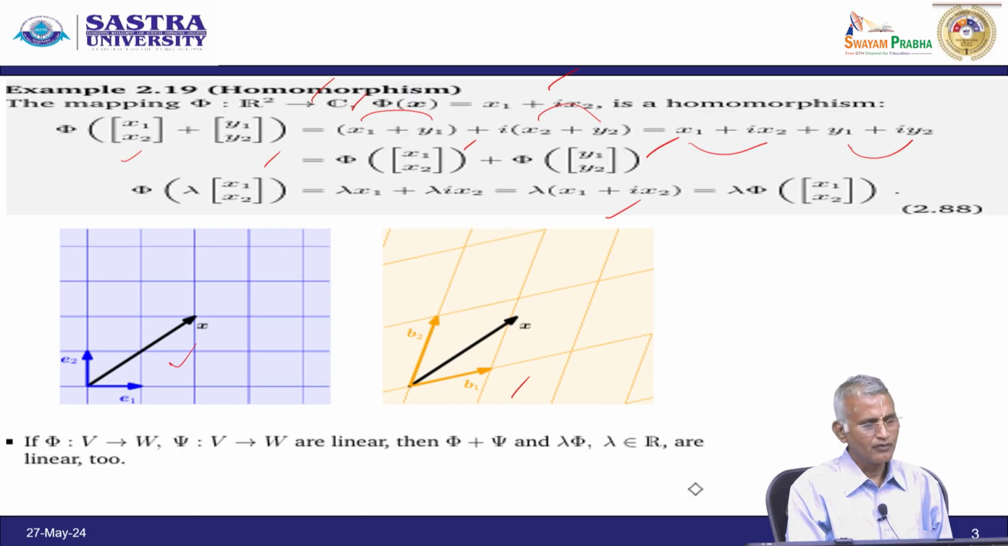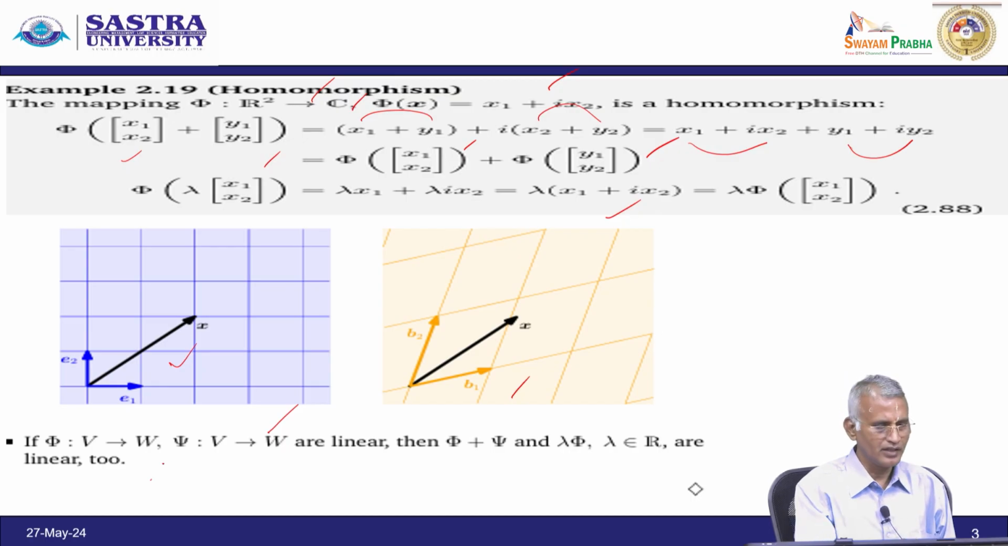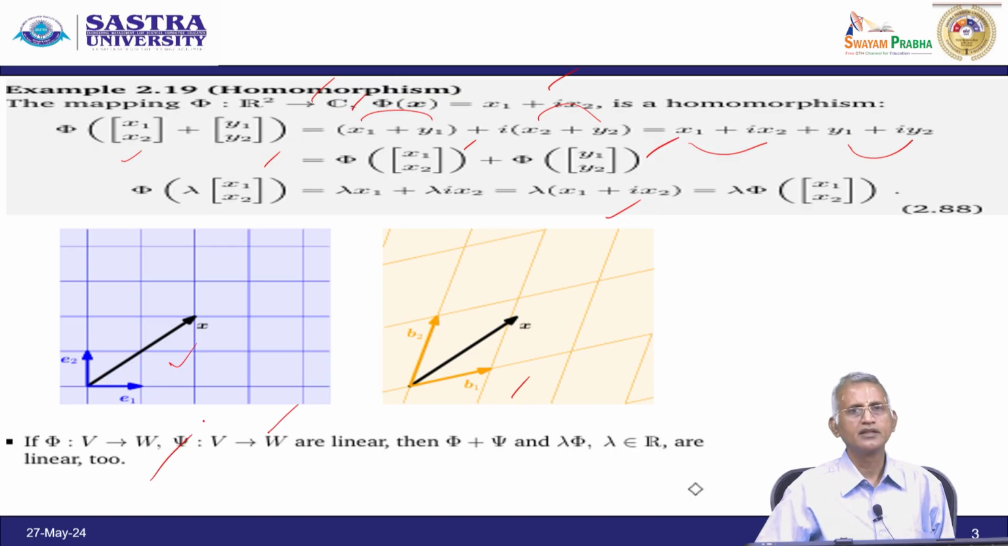Now, if phi such that V maps to W and psi such that V maps to W are linear, then phi plus psi and lambda psi, lambda phi, where lambda is in R, are linear too. So, this is the mapping from domain to codomain.